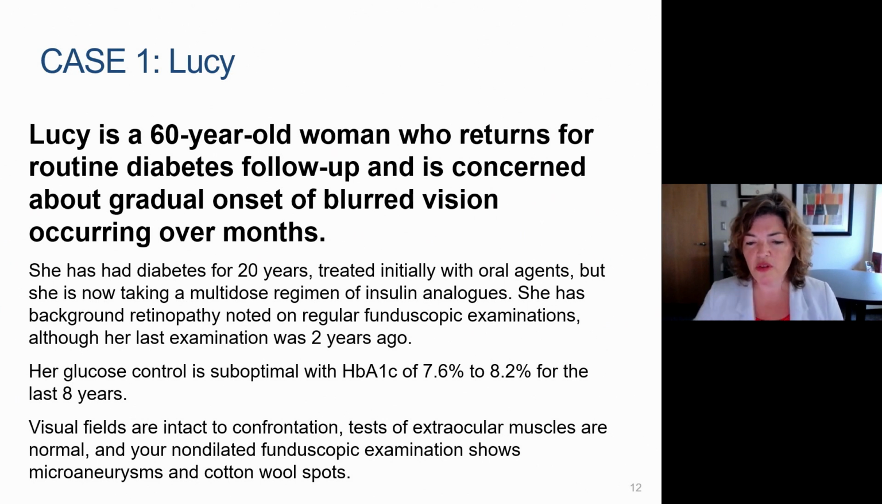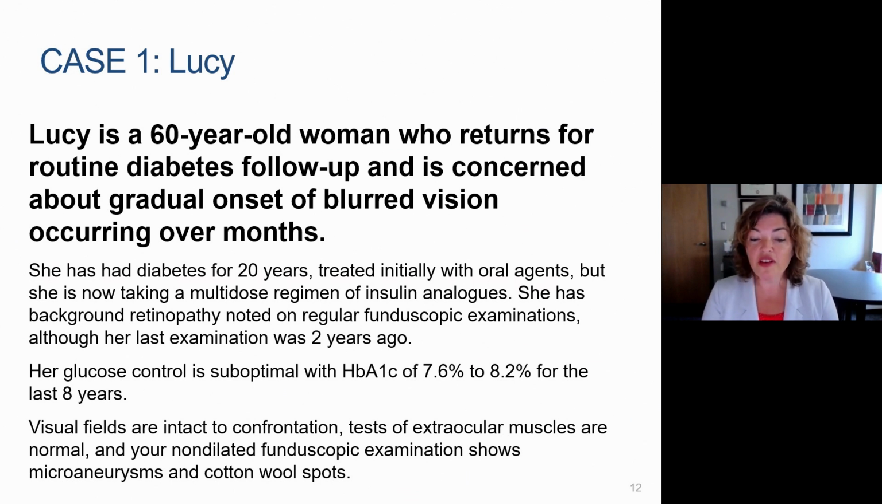And her last exam was about 2 years ago, unfortunately. Her glucose control is suboptimal. And that's why it's unfortunate that she hasn't gone annually. If her A1C was 6.5, skipping a year is fine for the ADA. But in her case, glucose isn't so great.